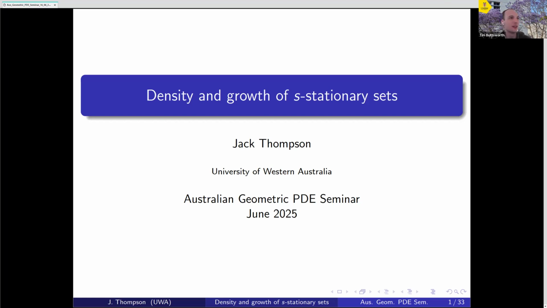Today we've got a visitor from the west coast, Jack Thompson, who's currently a postdoc at the University of Western Australia. Jack has kindly agreed to talk to us about, well, he titled his talk "Density and Growth of S-Stationary Sets." The title I gave it was "Geometric Considerations in Non-Local Curvature" or something like this. So we're quite pleased to learn about what these two things have in common. Thank you, Jack.